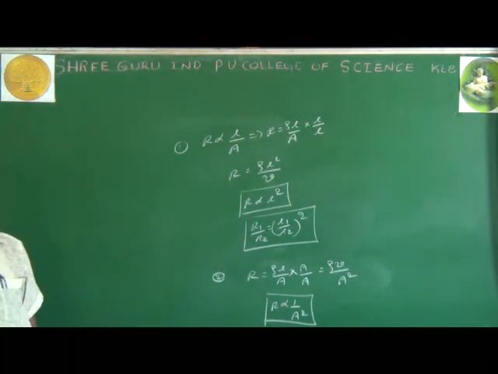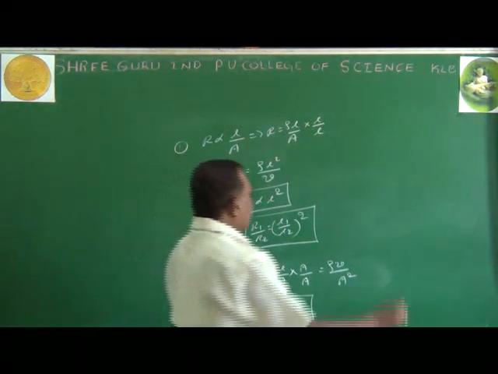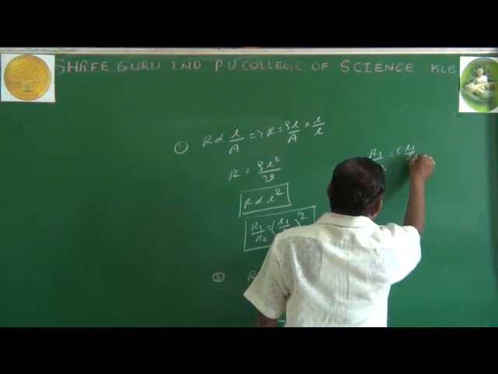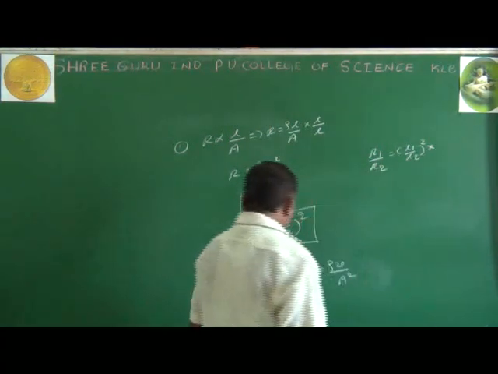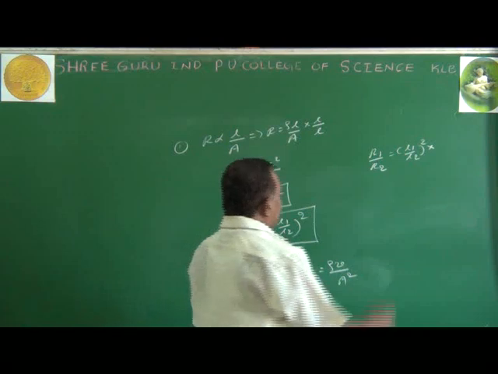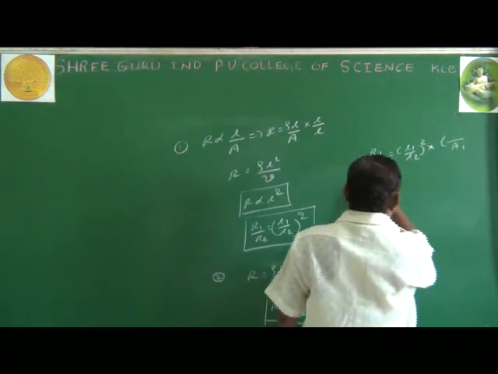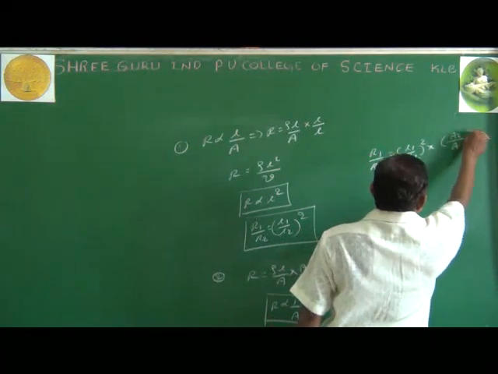Are you getting the point? Then I can write R1 by R2 is equal to L1 by L2 whole square, since R is inversely proportional to A. R1 is inversely proportional to A1, R2 is inversely proportional to A2 square.